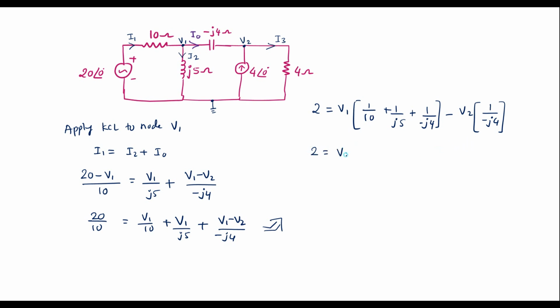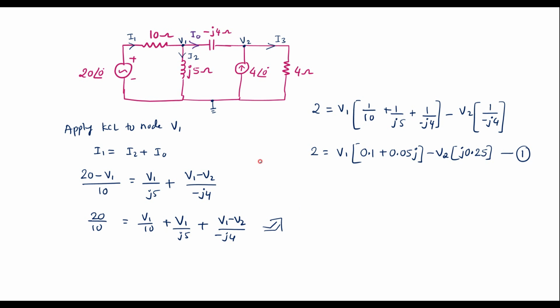2 is equal to V1. So simplifying this, we will get 0.1 plus 0.05j. Just substitute these values directly in calculator, keeping calculator in complex mode. And here we have minus V2 times j0.25. Let me call it as equation 1.